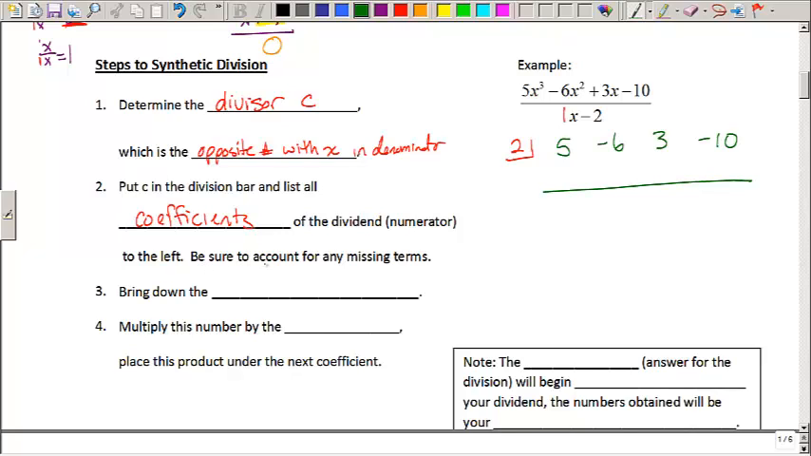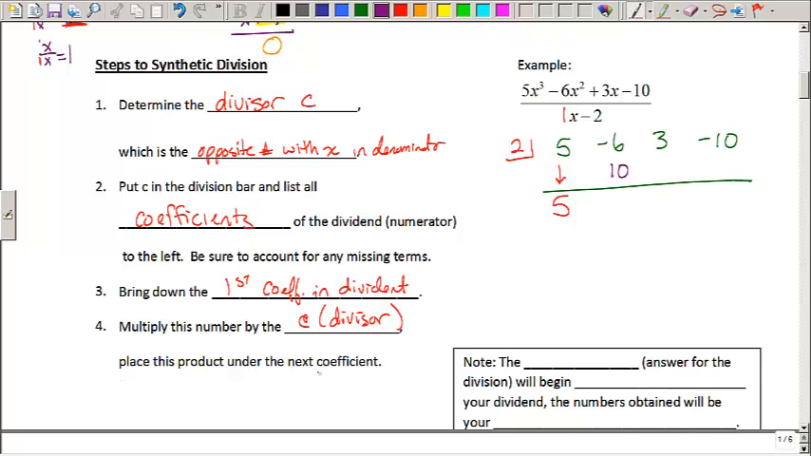Within this step, it says be sure to account for any missing terms. So if you don't have an x cubed term, or if you don't have an x squared term, you're going to need to put a 0 there, and I'll show you an example of that in a little bit. Next, I want you to bring down the first coefficient in the dividend, which in this case is going to be 5. I want you to multiply this number by c, which is the divisor. 5 times 2 is 10, and that's step 4.